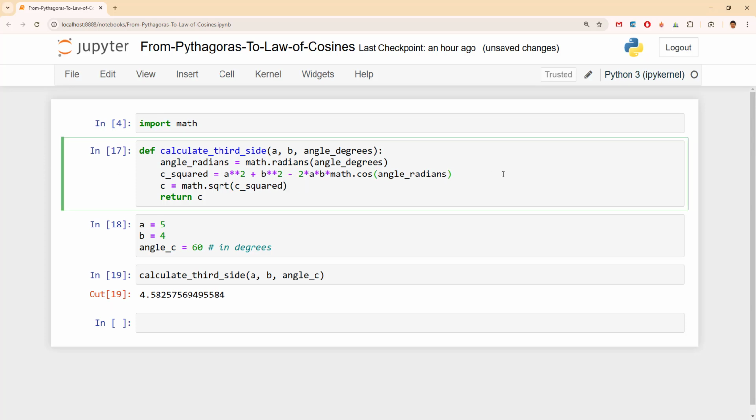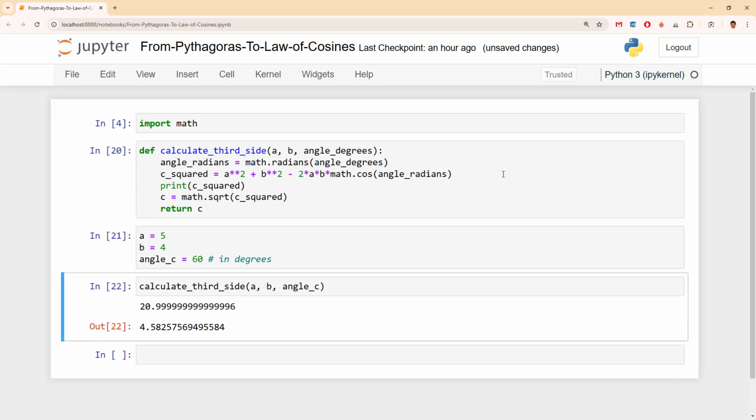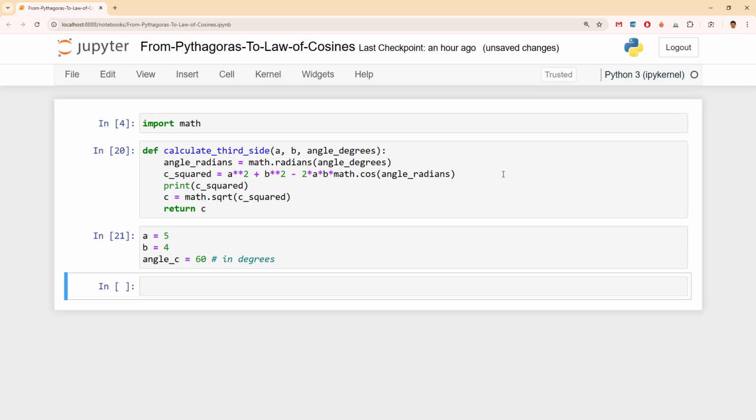Let's see how much it is here. Print c squared. Yeah, it is 21 obviously, and 21. I came with 4.6, I'm seeing right now, and here it is 4.58. So we are quite okay. I mean, we were quite okay when we calculated it with pen and paper.